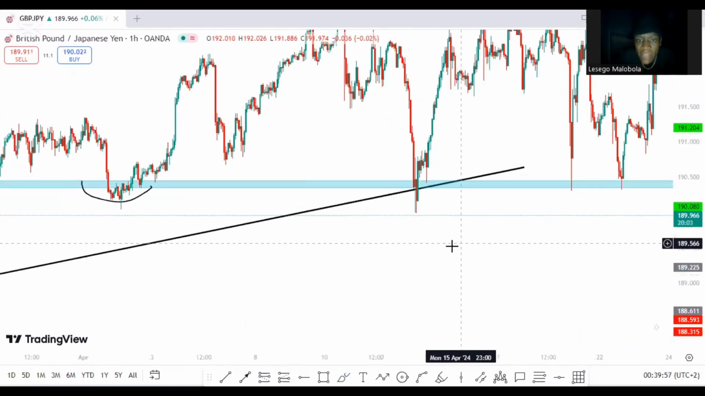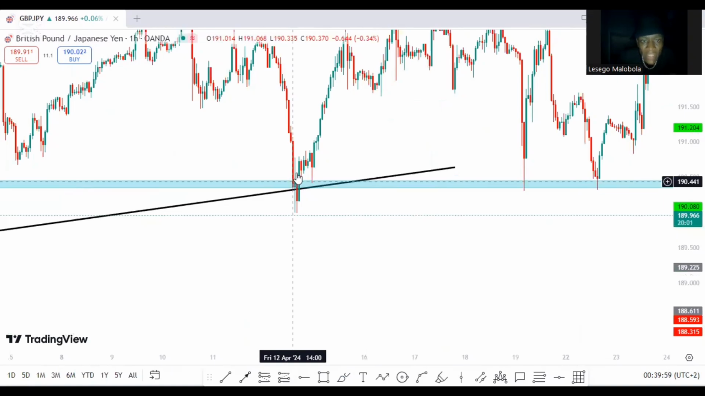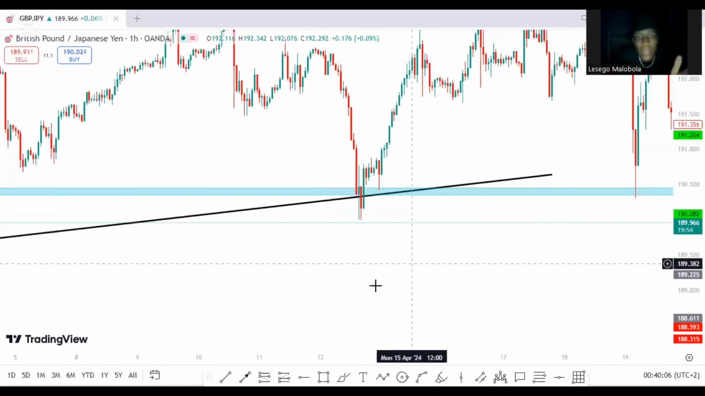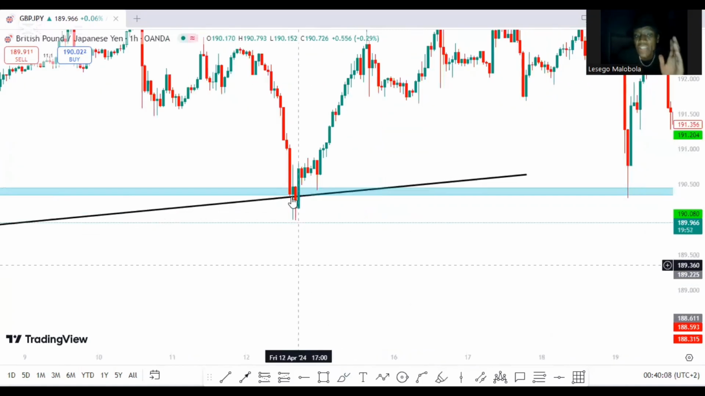Here it seems like we had a pin bar, and after the pin bar we had a fake out, which is the bearish candlestick. That's why I never enter immediately after a pin bar. I usually wait for the next bullish candlestick.